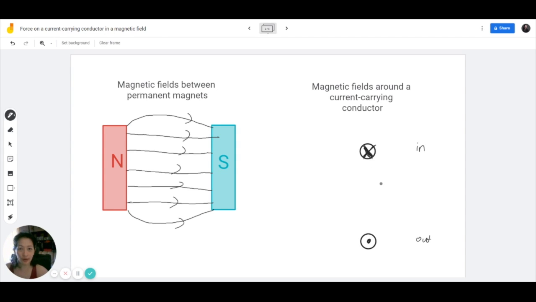Sometimes when you're doing your exams, it would be into the paper, out of the paper, because you're looking at your exam paper. So current flowing into the paper will be a cross, and flowing out of the paper will be the dot. Okay. So we know that any conductor that has current will generate magnetic fields around them. And because the wire is circular in shape, the magnetic fields formed will also be circular in shape.